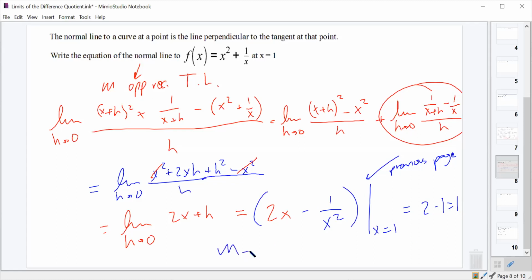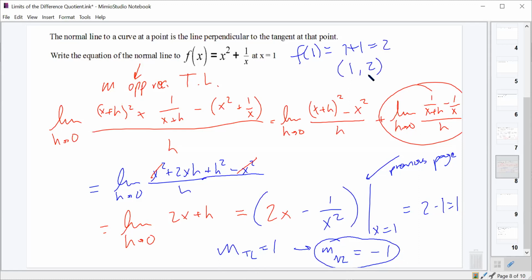Yeah. So the slope of the tangent line is 1, which tells us that the slope of the normal line, which is perpendicular to that, ought to be negative 1. And to write the equation of the line, we need the slope and we need the point. So we have to find f of 1. And f of 1 ought to be 1 plus 1, or 2. So we have the point (1, 2) with a slope of negative 1, which ought to give us y minus 2 equals negative (x minus 1). Everybody good with that or no?